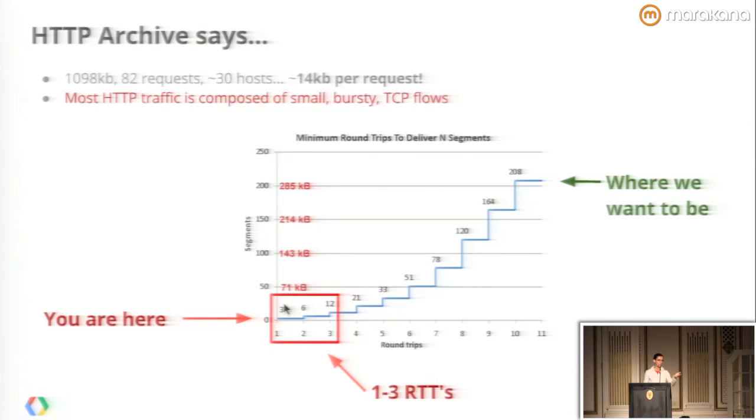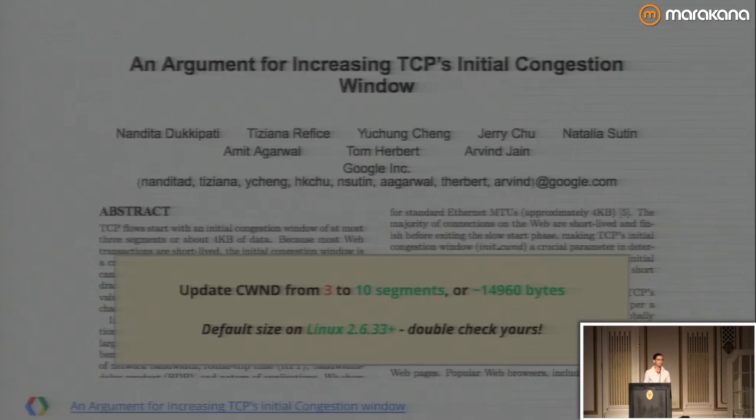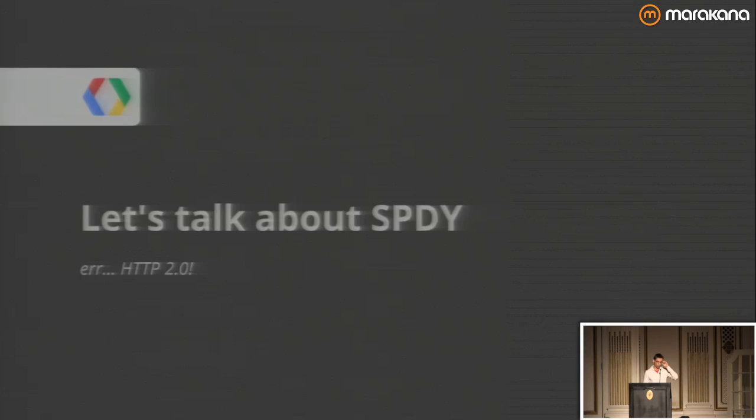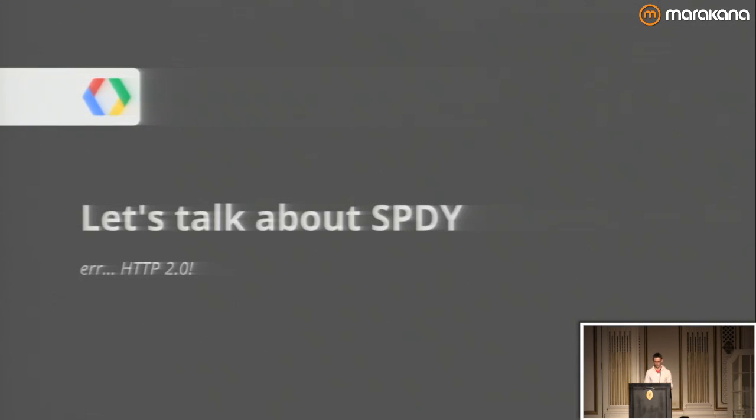So if you run your servers, you may want to check your kernel and make sure that you have this enabled, because this will actually make pages go a lot faster for you and your users. And this is the actual paper from Google that motivated this update.